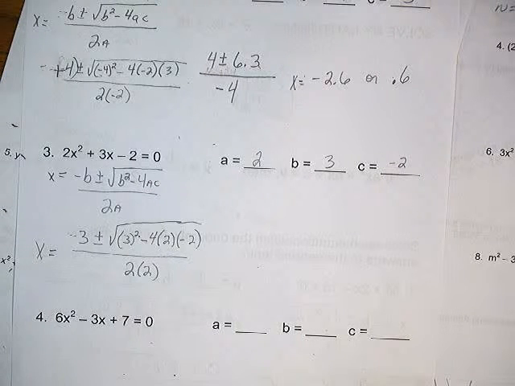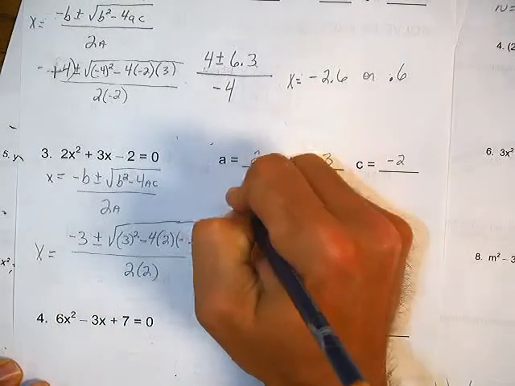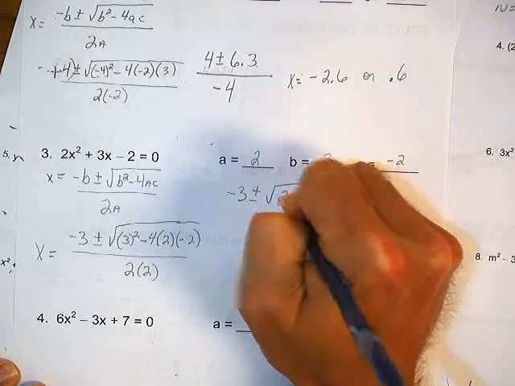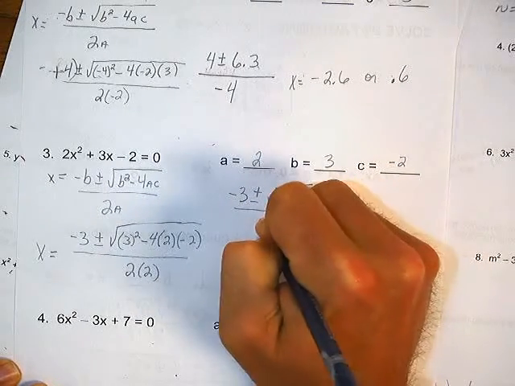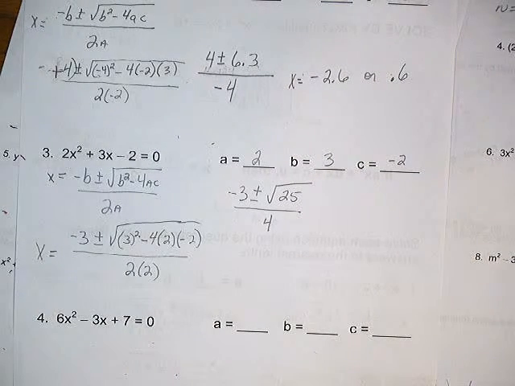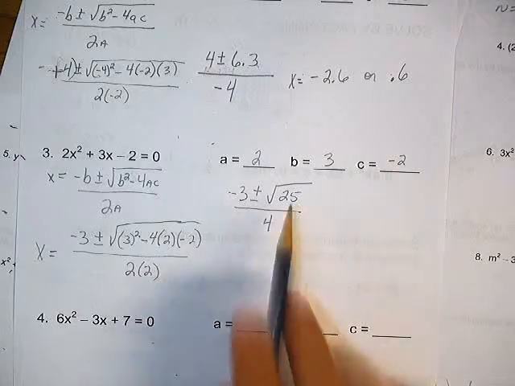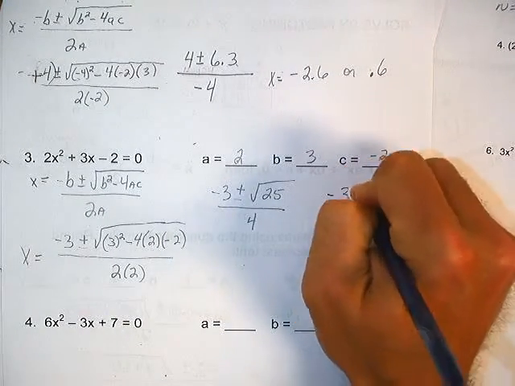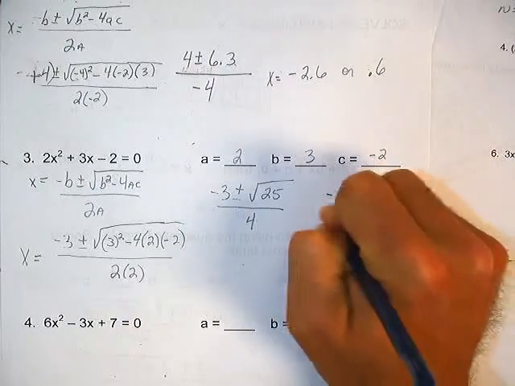What did y'all get the discriminant to be? 25. That is correct. -3 plus or minus the square root of 25 all over, what's 2 times 2? 4. Now, the discriminant, is it positive or negative? Positive. How many solutions? 2. What is the square root of 25? 5. So we have -3 plus or minus 5 over 4.